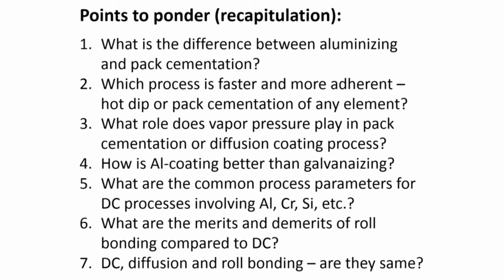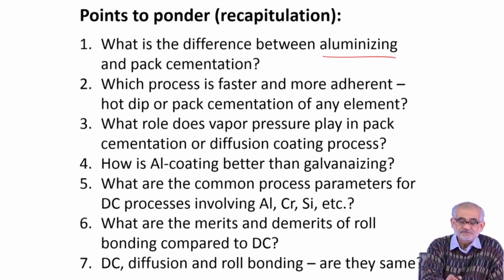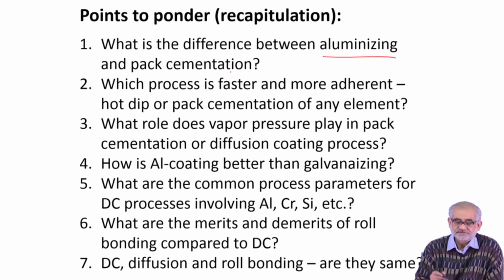So what did we discuss? We discussed the typical differences between aluminizing and pack cementation. Aluminizing is a hot dip process, whereas pack cementation is primarily a solid state process. The molten bath allows the nascent aluminum to come to the surface and then diffuse in, whereas in pack cementation you take the help of sodium fluoride to reach the aluminum fluoride vapor condition, and then allow AlF to decompose and liberate aluminum to the surface.